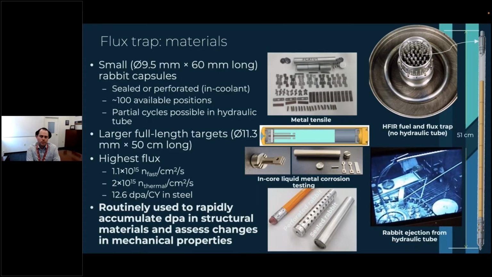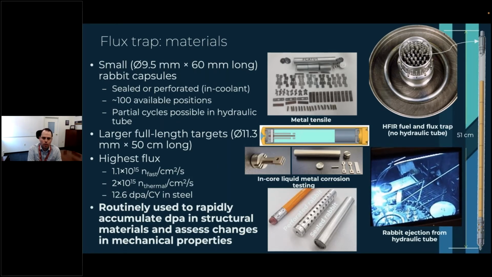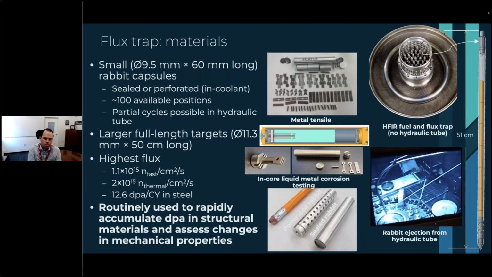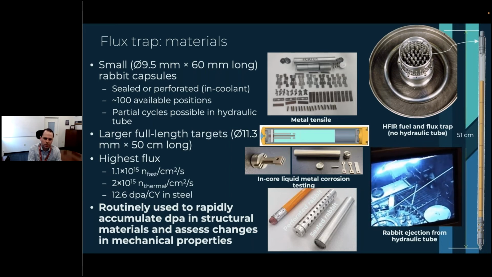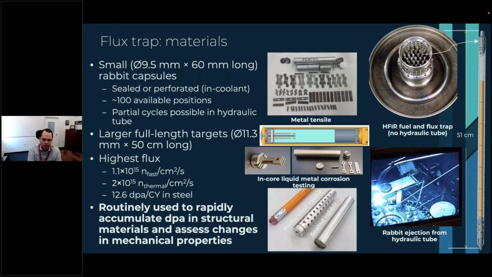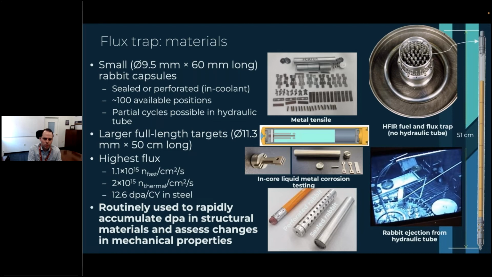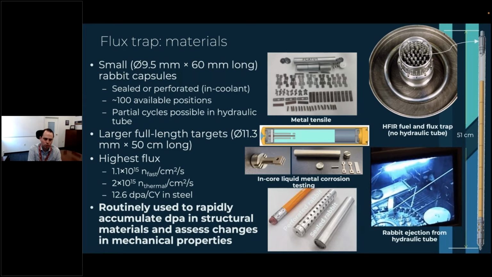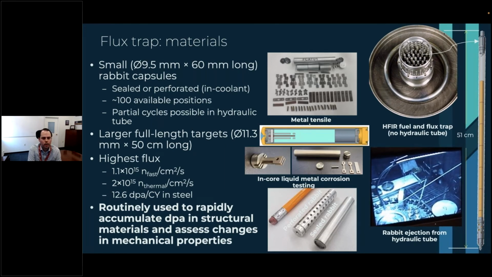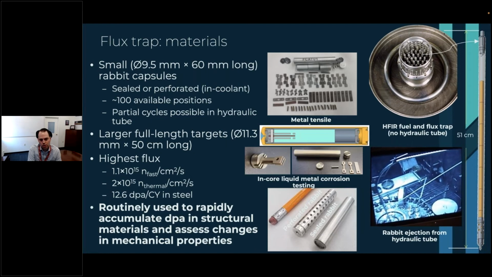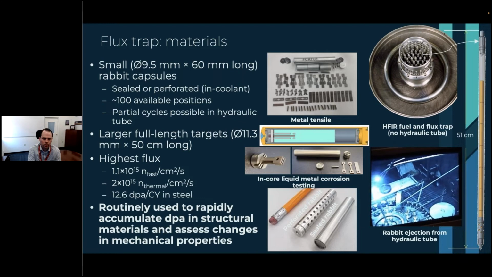In the flux trap, this is by far the most popular place for conducting irradiation experiments. The price you pay is that these are relatively small capsules, 9.5 millimeters, which is about 3/8 inch diameter, by a couple inches long, or 60 millimeters. These can be sealed, so they're conducted in an inert atmosphere, or they can be perforated, so they're exposed to the coolant, which is a lot easier to get into the reactor, but of course you can't raise the temperature in any way. We've got about 100 of these positions. There generally is availability. Of course, the highest flux positions are going to be in more demand.